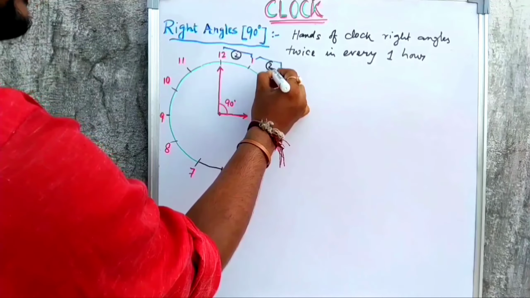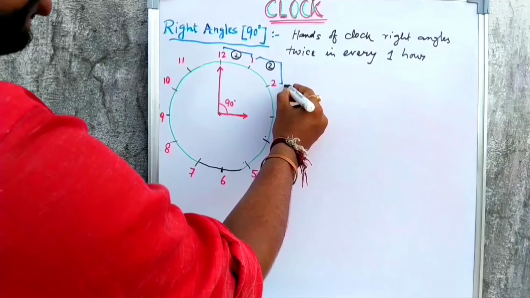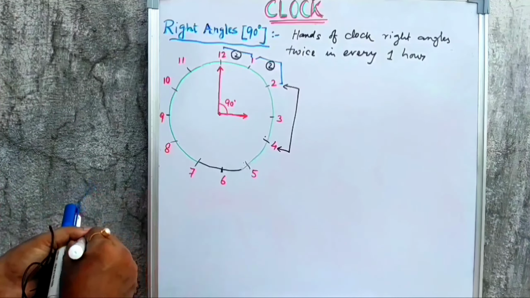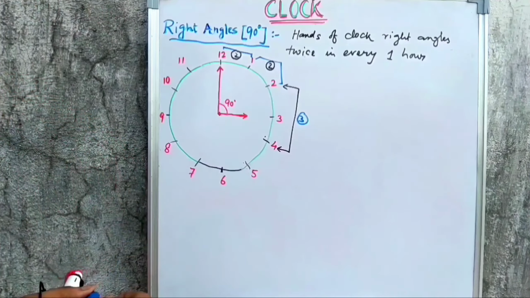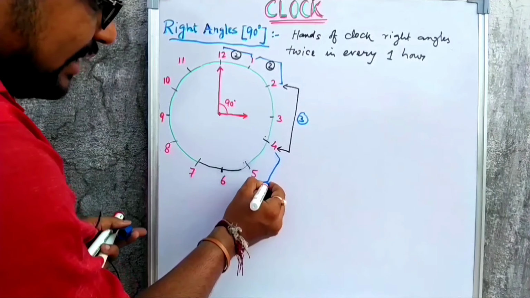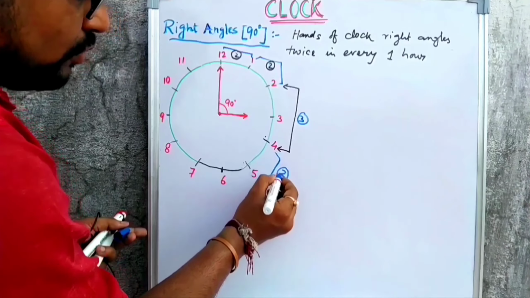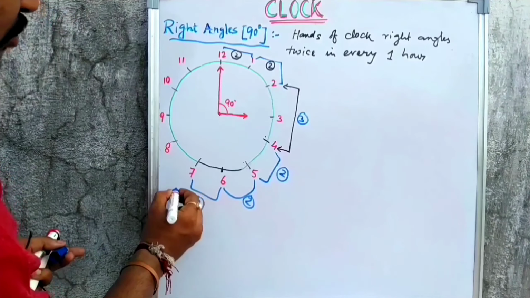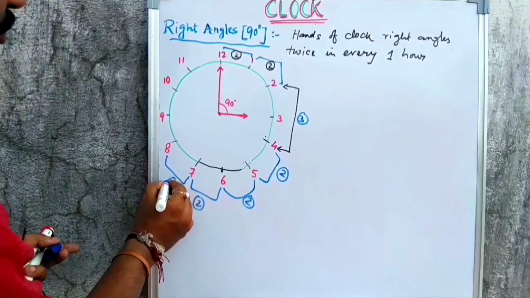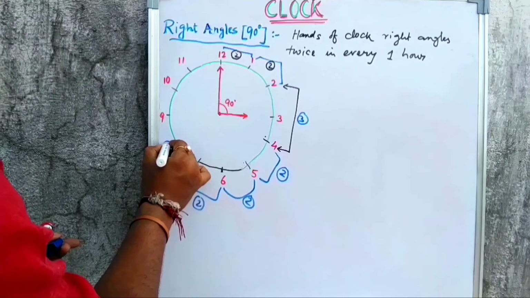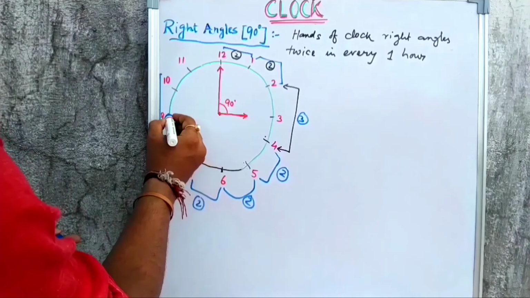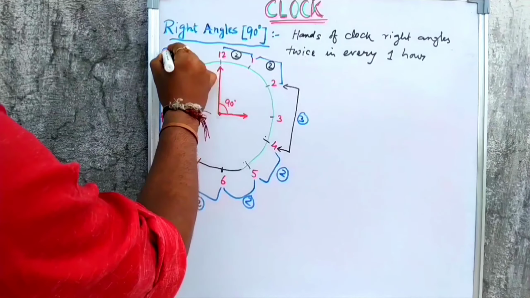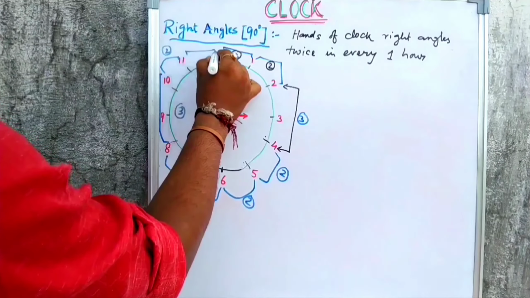Here also you will get two right angles, but between 2 to 4, this is an exception. Between 2 to 4, in these 2 hours, you will get three right angles. Now between 4 to 5 you will get another two right angles. 5 to 6 another two, 6 to 7 another two, 7 to 8 another two. But between 8 to 10, please keep it in your mind, this is another exception. Between 8 to 10 you will get three right angles, and between 10 to 11 another two, and 11 to 2 another two.